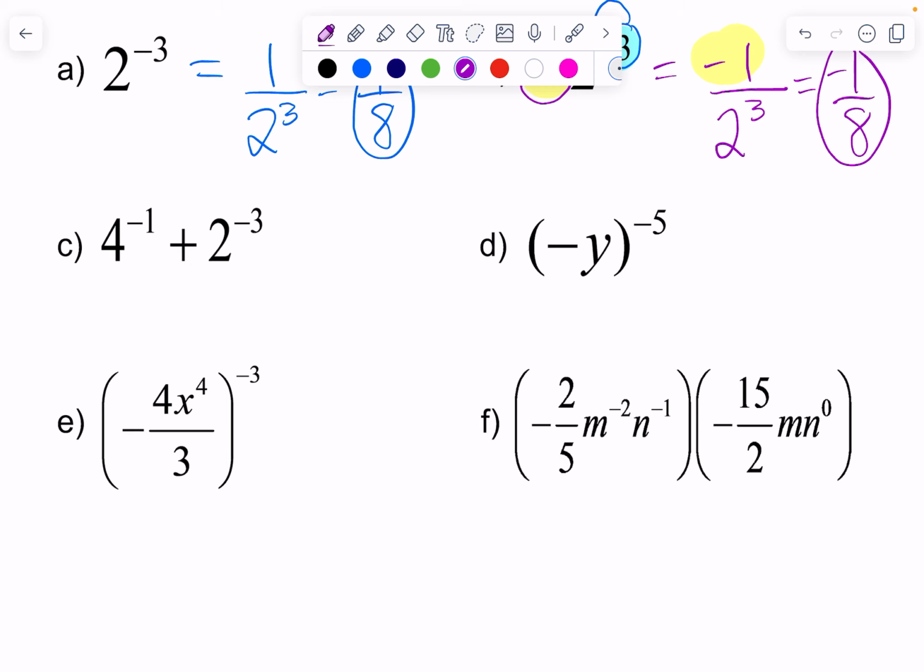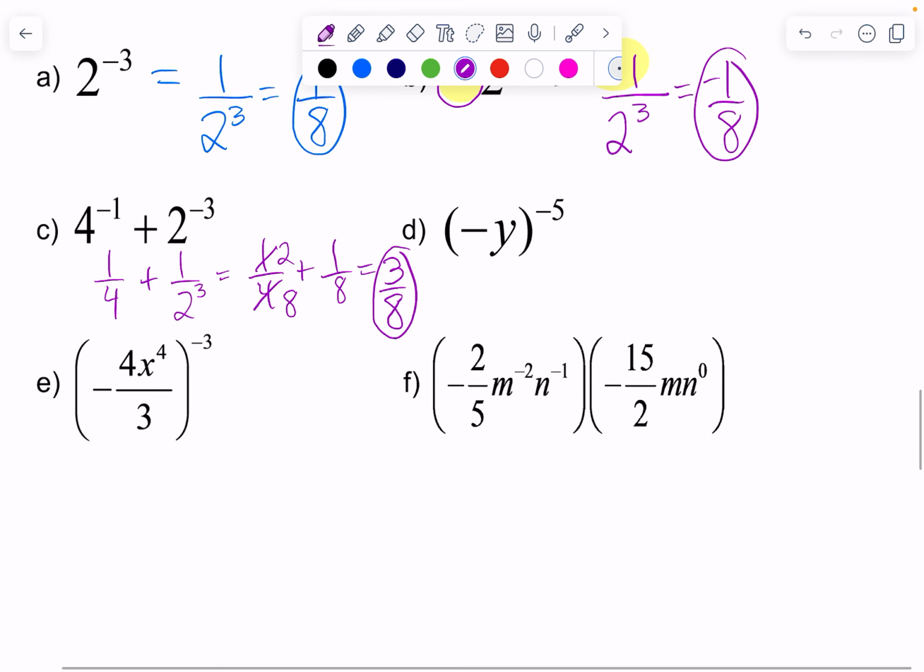Okay, this one seems to always baffle people. 4 to the negative 1, don't stress that. That's just 1 over 4. Plus 2 to the negative 3rd is 1 over 2 to the 3rd power. So that's 1/4 plus 1/8. Common denominator is 8, so I multiply the denominator by 2, the numerator by 2, and that's going to give me 3/8.